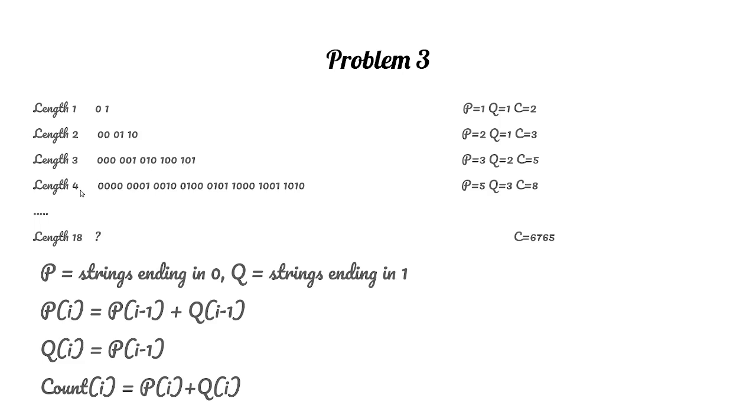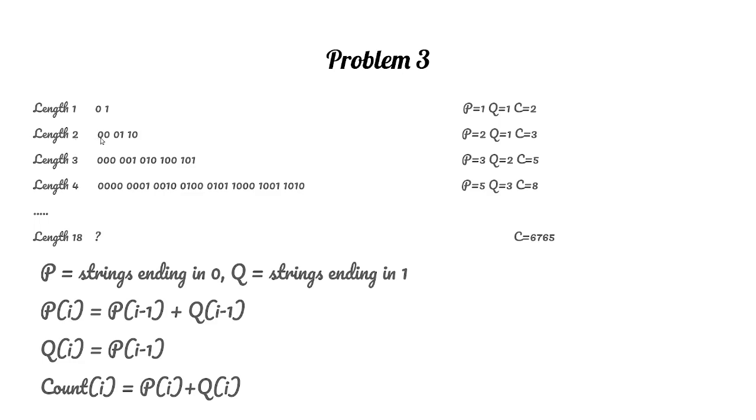For length 4, we have 8 strings. Now let's try to observe the pattern here. So we can observe that when we are creating strings of length 3, let's go back to length 2.